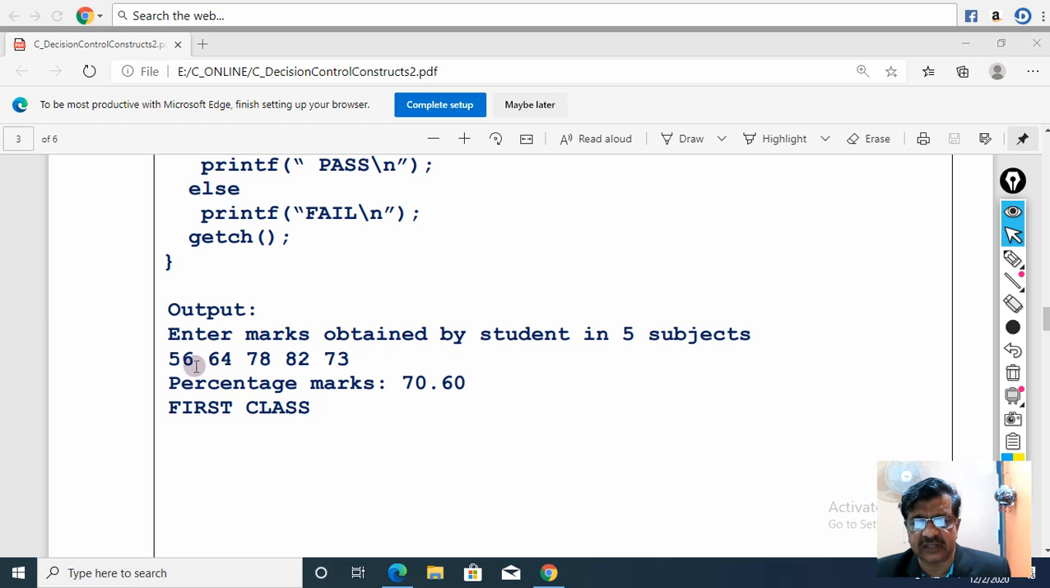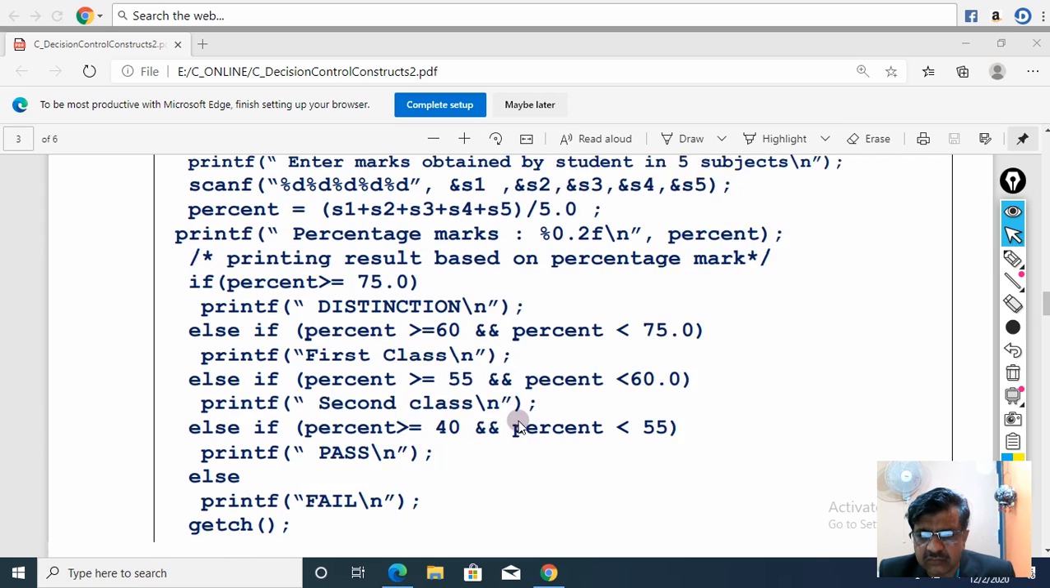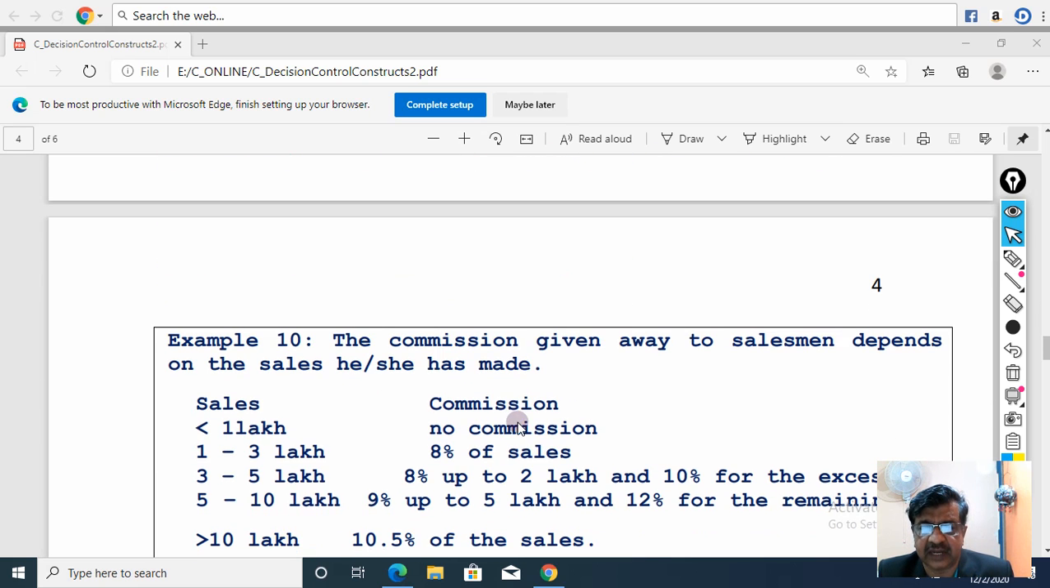So for 5 subjects, you have to enter 56, press space bar, once again enter 64 like this, or you can enter 56, press enter, it will go down, 64, enter, 78, enter, 82 and enter, 73. Like this also we can give the input while we run the program. Percentage marks obtained is 70.6. Naturally it should be first class because it falls under this particular category. Okay, the second category.